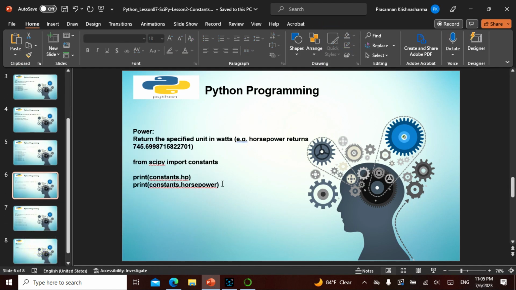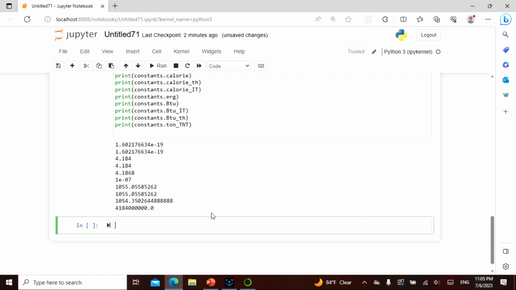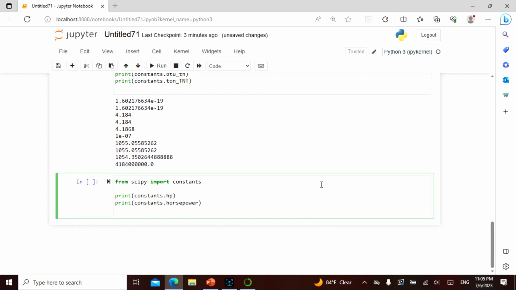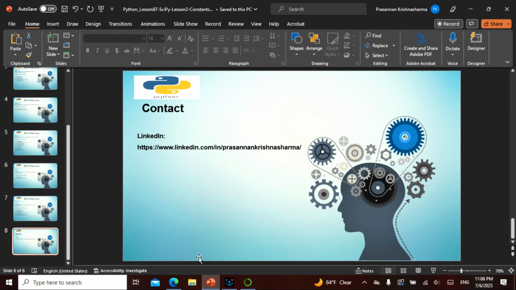So the final category that we'll be seeing is the power. What is the power? Like the horsepower or the HP. So how many powers have been used, the horsepower and so on. So from SciPy, import constants. We have hp and horsepower. And when we run it, this is the answer that we get. So both are the same. So these are the 13 or 14 commands in the constants.